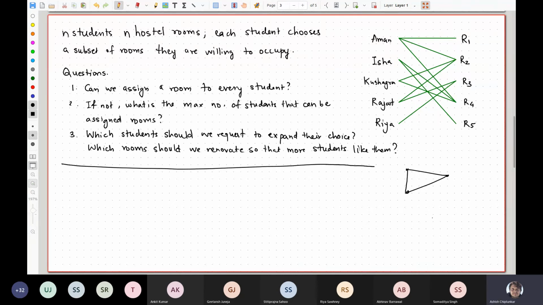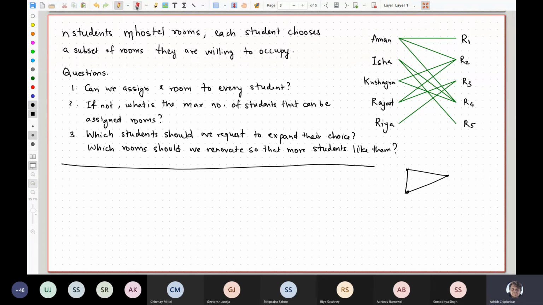But then shouldn't there be 2n vertices, according to the question? Like you said, n students and n hostels, so both should be equal. Oh, fine. I didn't want to make that assumption. Let's make it M hostel rooms. Let's consider the more general problem. N need not be equal to M, although it is in this diagram. Yes, M hostel rooms.